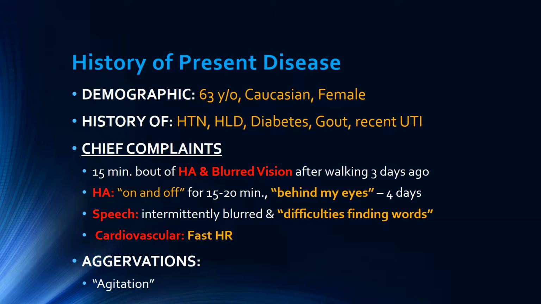So this is a 63-year-old Caucasian female who has a medical history that's significant for hypertension, hyperlipidemia, diabetes, gout, and a UTI within the last 6 months. She first noticed symptoms on Saturday, January 23rd. It was about 15-minute bouts of headache and blurred vision after going for a walk. This occurred multiple times throughout the day.